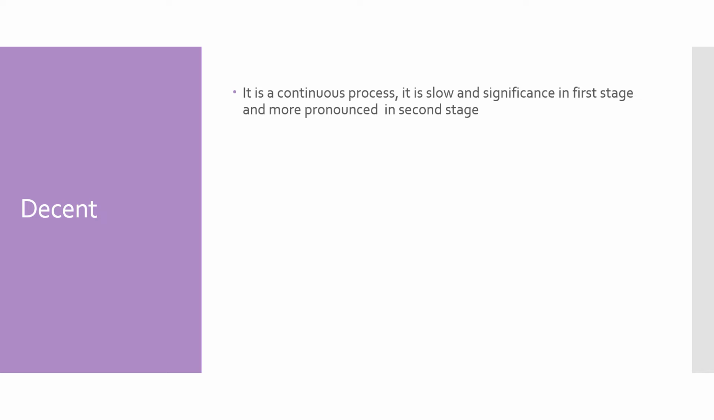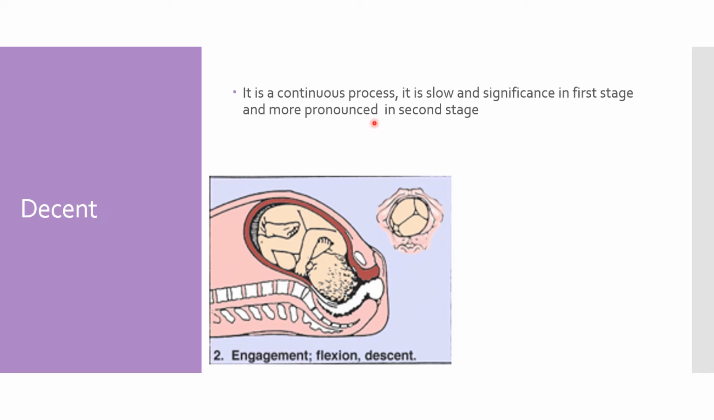After the engagement, that is a descent. Descent is a continuous process. I already told you, it is slow in significance in the first stage of labor. It means in the first stage, the descent process is very slow when compared to the second stage. Once the second stage has started, the descent process is more pronounced.